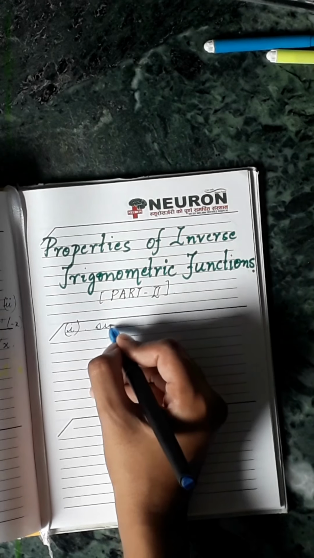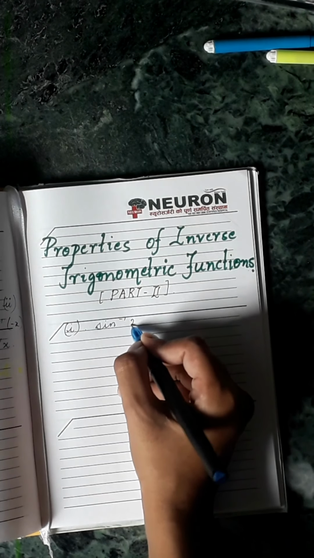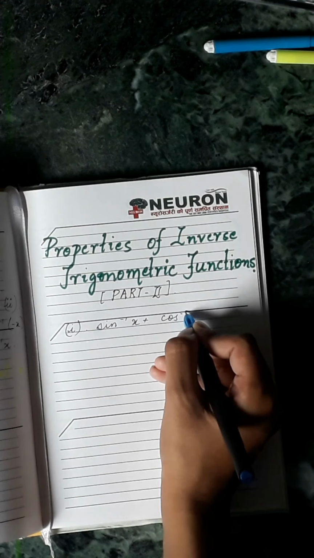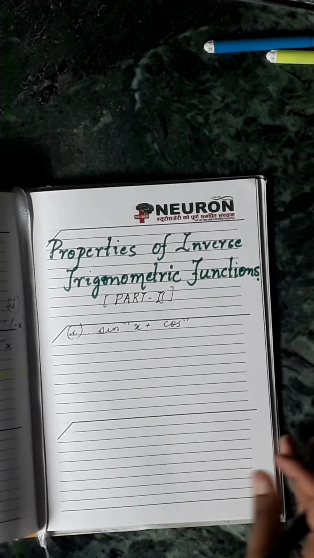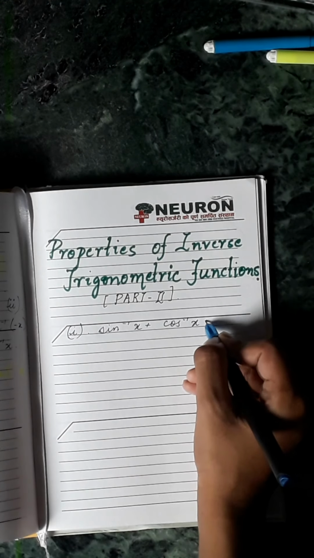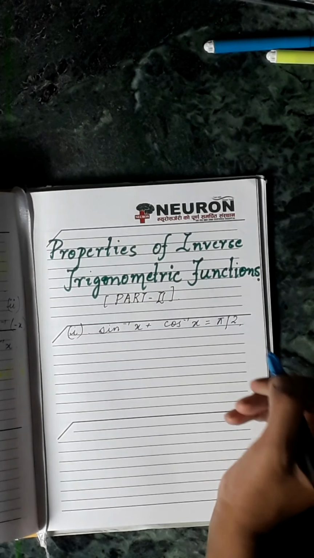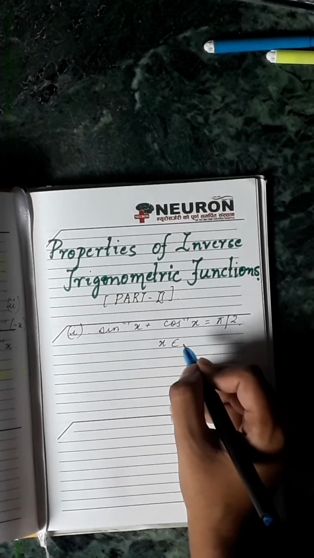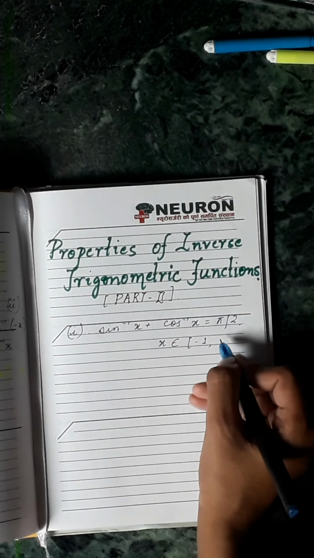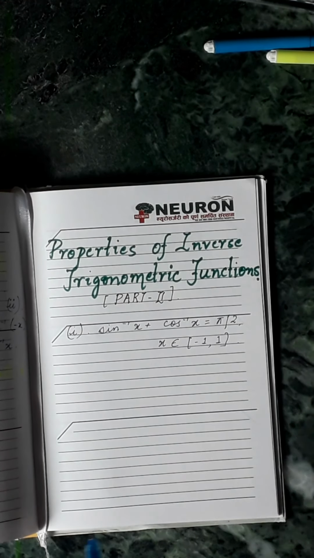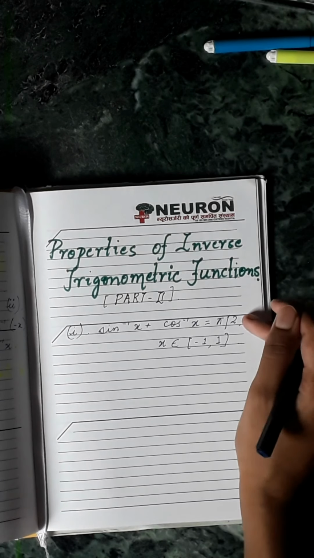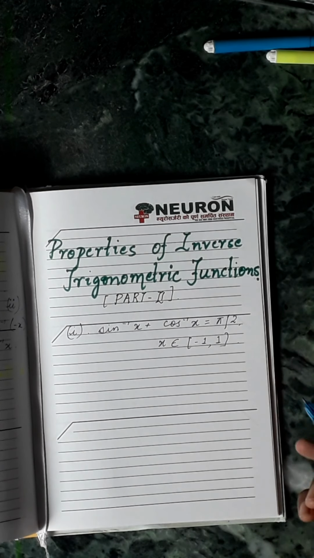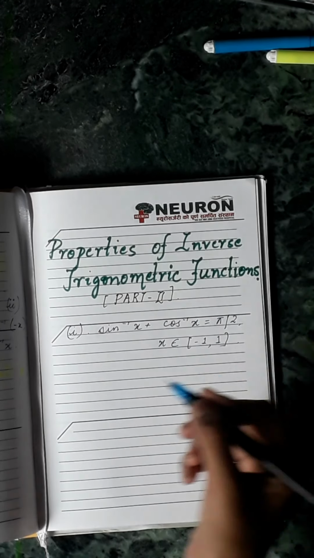It is sine inverse x plus cos inverse x is equal to pi by 2. Here, the range of values for x is from -1 to 1. Means if and only if the value of x is in between -1 to 1, then only you can apply this property, then only you can use it. So let's see its proof.